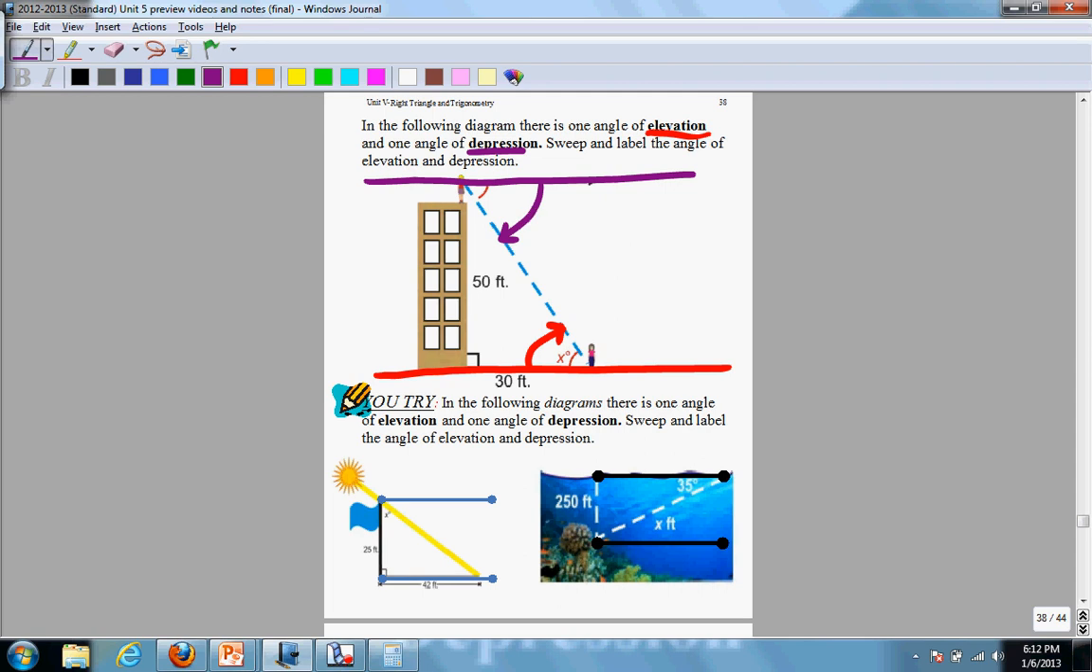You try. In the following diagrams, there's one angle of elevation and one angle of depression. Sweep and label the angle of elevation and depression. In both those diagrams, sweep and label. Use E for elevation and D for depression. Go.